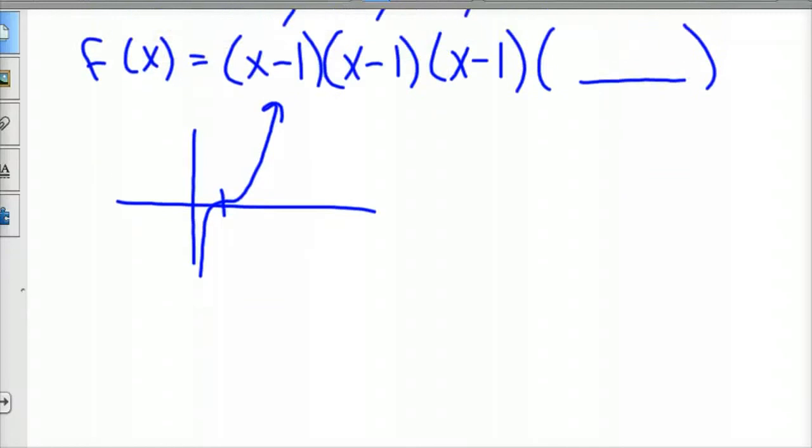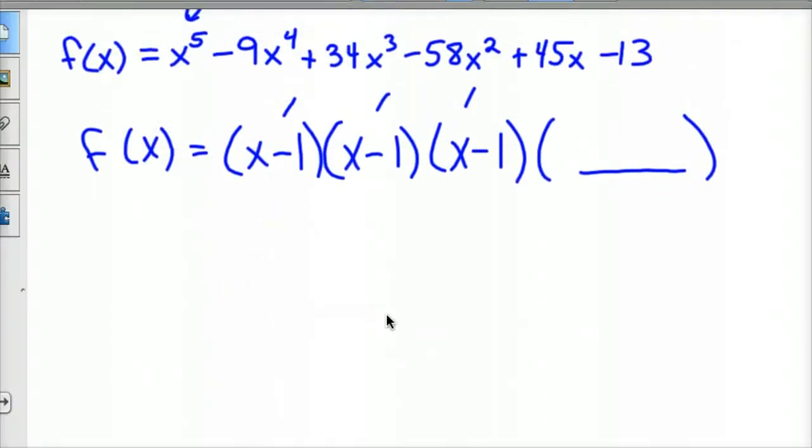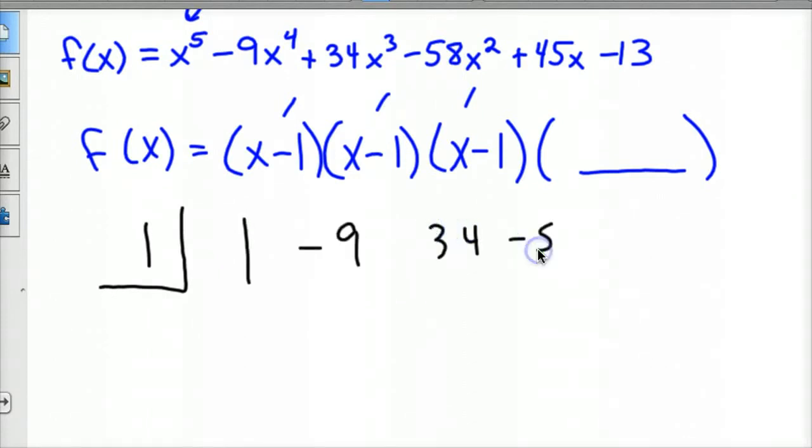So let's go ahead and find the rest of them. But what you're going to do is use synthetic division 3 times. So let's say we had the number 1. That is our root, 1. And we got 1, -9, 34, -58, 45, and -13.